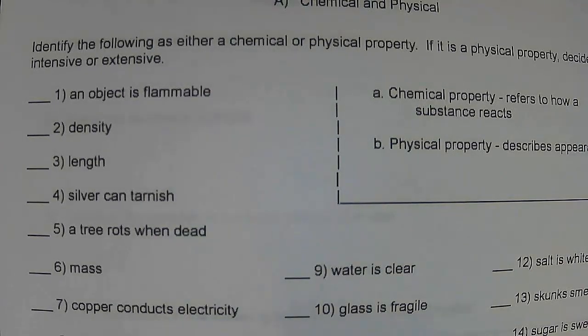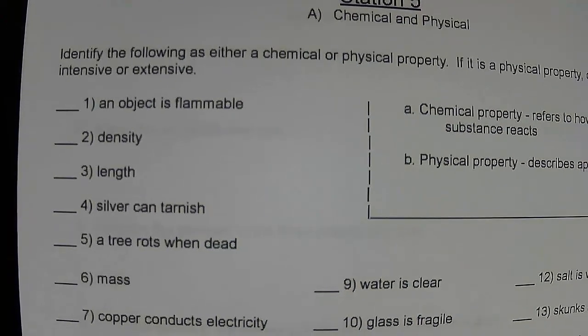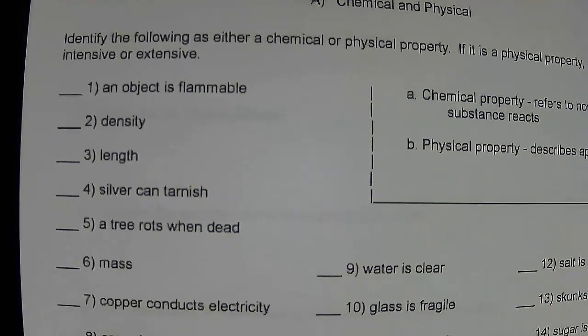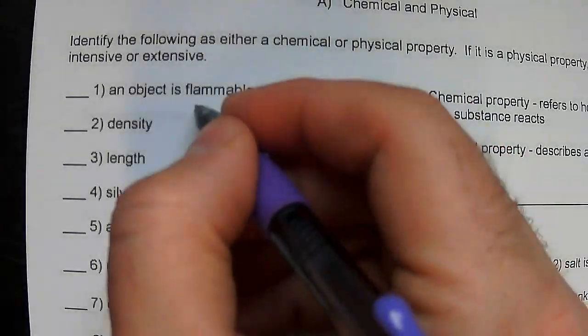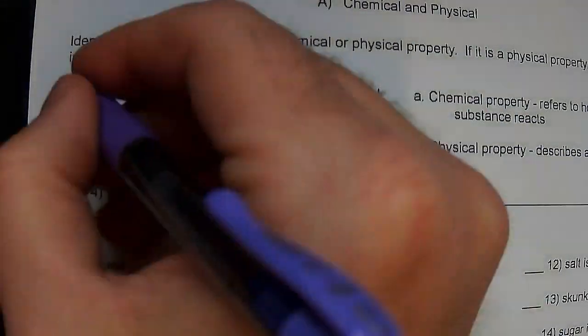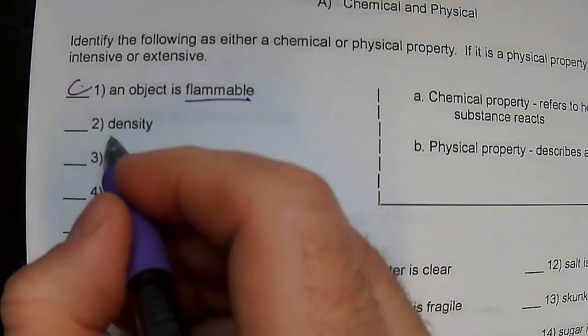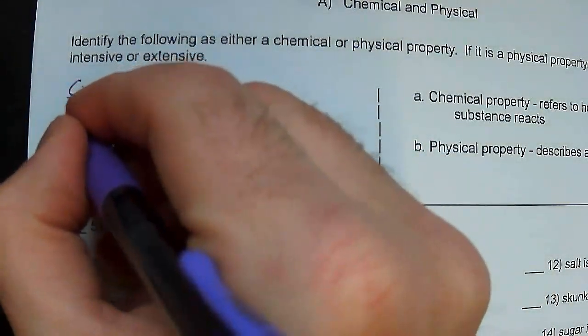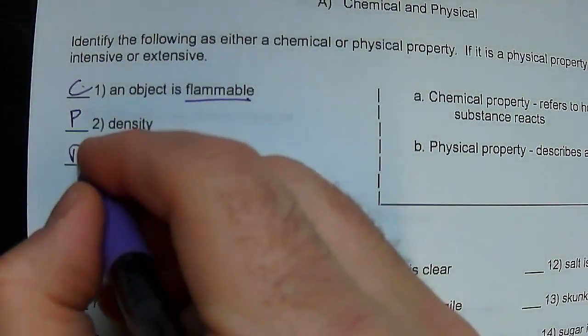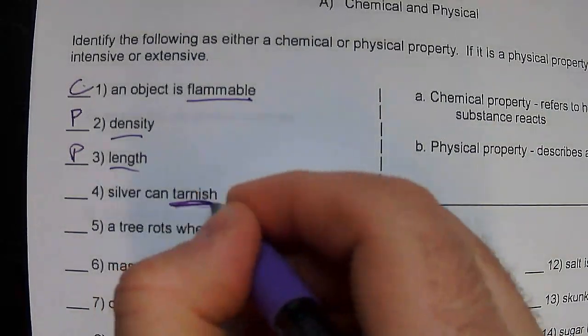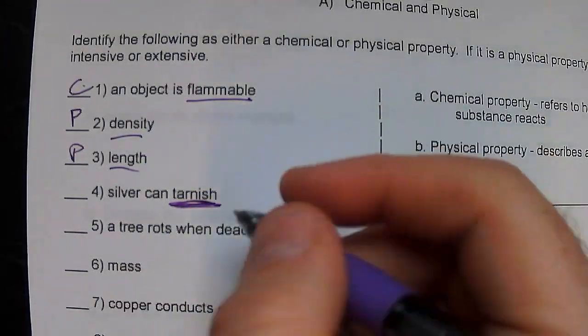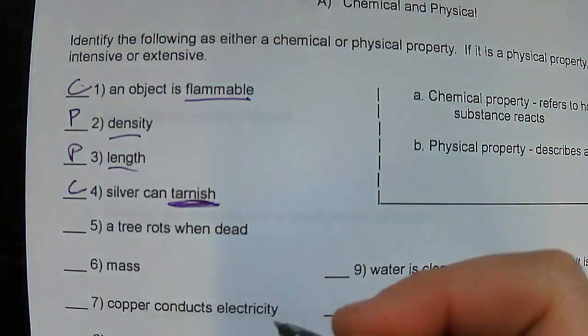Okay, chemical versus physical. If it's chemical, it's talking about how something changes. If it's physical, it's just describing things in words. So if something burns or is flammable, that's chemical. Density, the lab we did, that is physical. Length is physical. So silver can tarnish, and so that's going to be a chemical change.